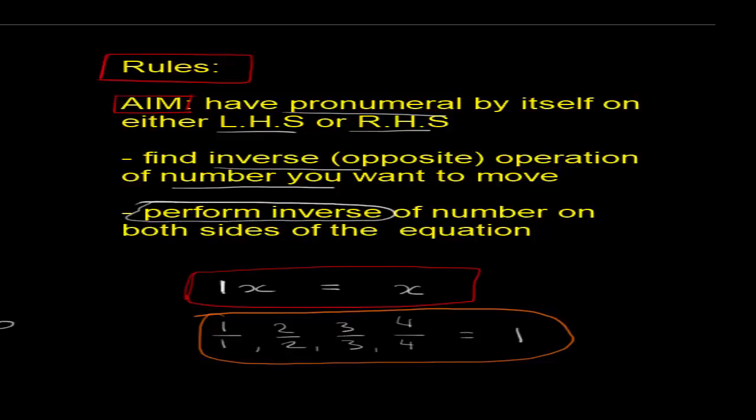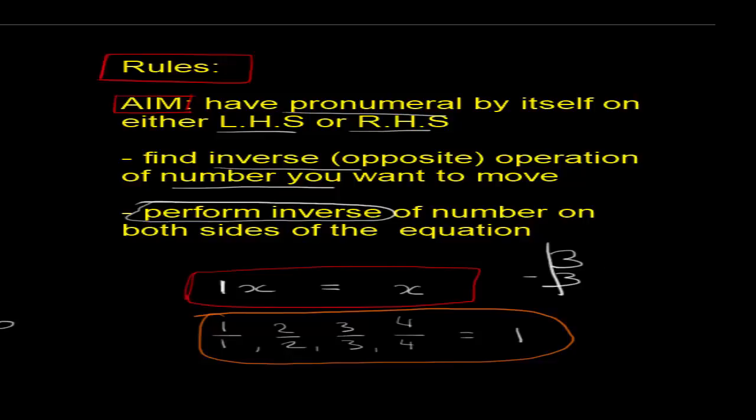Now, one difference with plus and minus compared to times and divided by: remember, with plus and minus we're trying to remove something. So for example, if we have plus 3, we'll do minus 3 to both sides. Why is that the case? Because plus 3 minus 3 is equal to 0, and that cancels out. So we try to make things equal to 0 so that they cancel out.